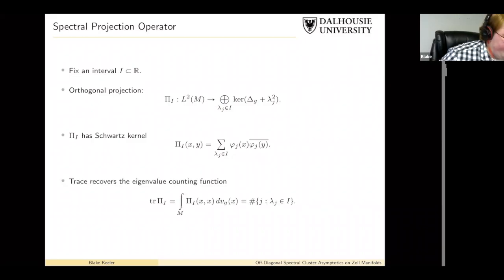An interesting property of this Schwartz kernel is that if you take the trace of this operator, which is the integral of the restriction to the diagonal, we recover the eigenvalue counting function. It counts the number of frequencies in this interval I.